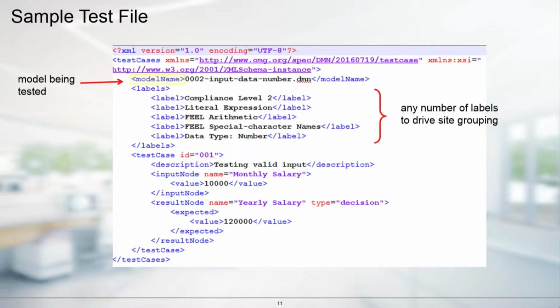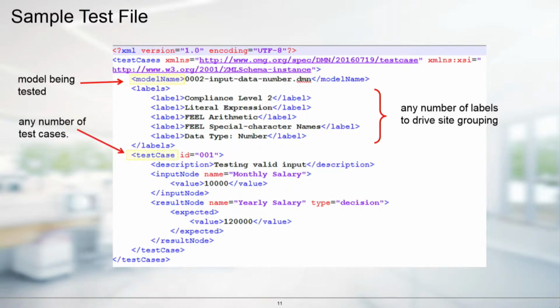So this is what the test file looks like. It's really quite simple. First you say what the model is that's being tested. There's a set of labels. There can be any number of labels. These help us group the outputs into sets on the output site. That's pretty much all they are. The first one there, compliance level, is required. Nothing else is required. Some of these were generated by a script that Bruce wrote and went through and automatically pulled out certain aspects of it. But anyway, the labels help drive the display and the sets of the outputs.